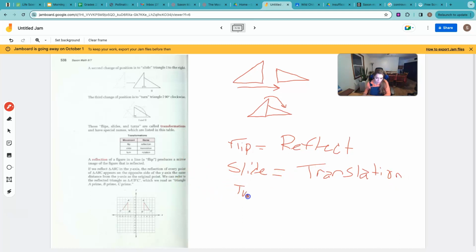Turn. Turn is the movement, but the mathematical term for it is a rotation, right? If you're turning, it's rotating. It's a fairly easy one to remember. A turn is called a rotation.